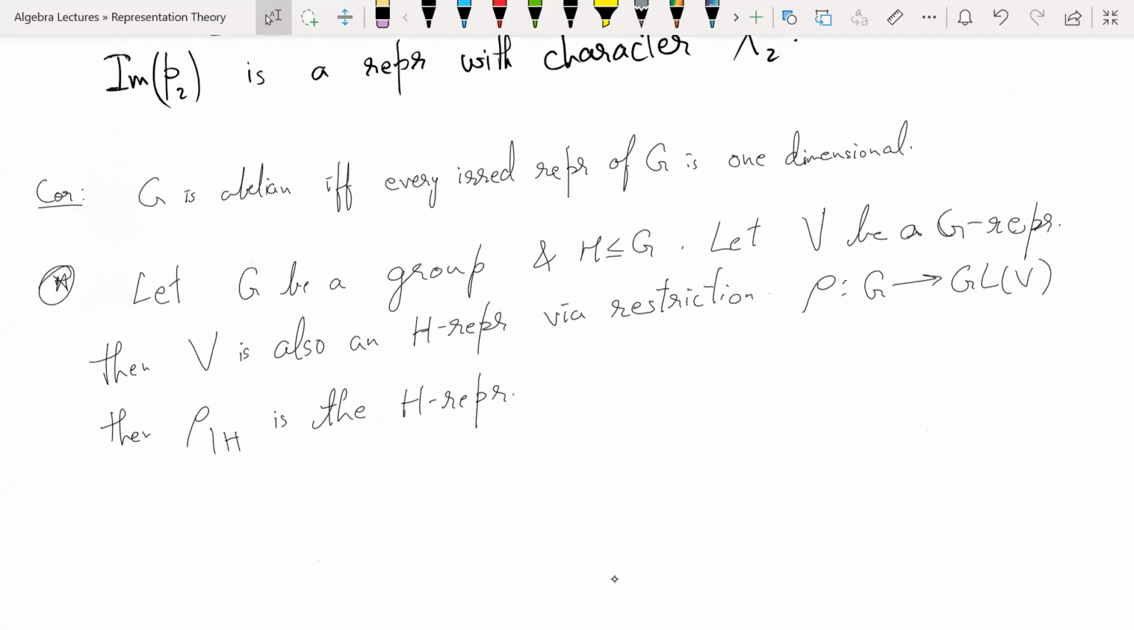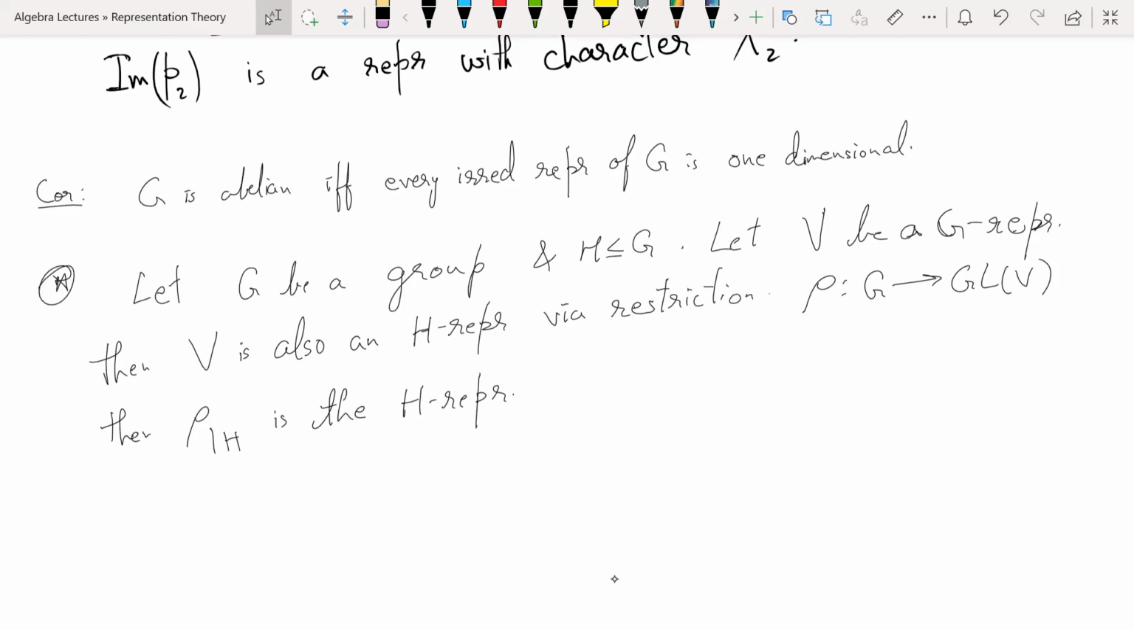So let's continue. When G is a group and H is a subgroup of G, we can show that if G contains an abelian subgroup of a certain index, then again you can bound the dimension of the characters in some sense. Let me do that, but before that, let's discuss this.